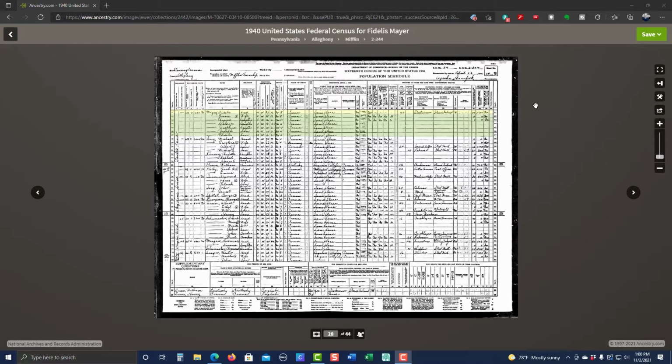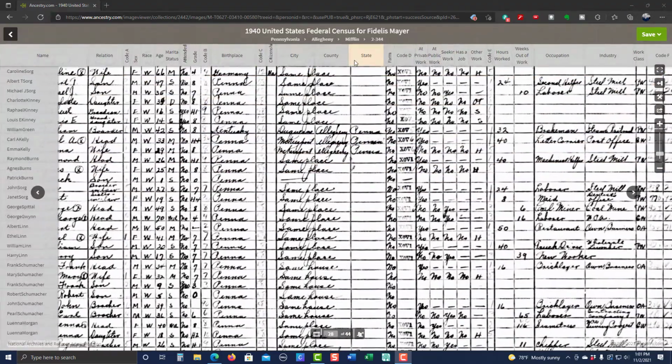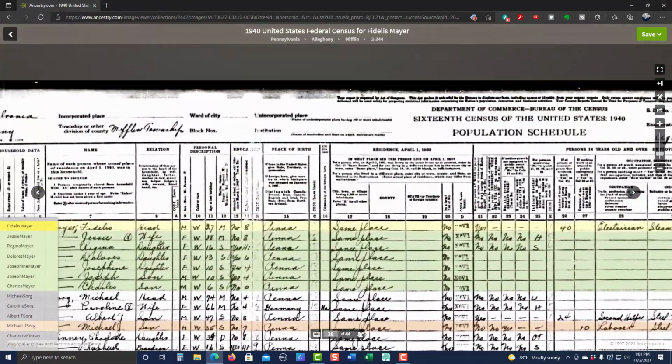Okay, here we are in the 1940 census. Now, I'm in Ancestry.com. Of course, you can look at this in FamilySearch if you want, or anywhere else online you can find the 1940 census. Now, let's zoom in a little bit. Let's look at the top part here.